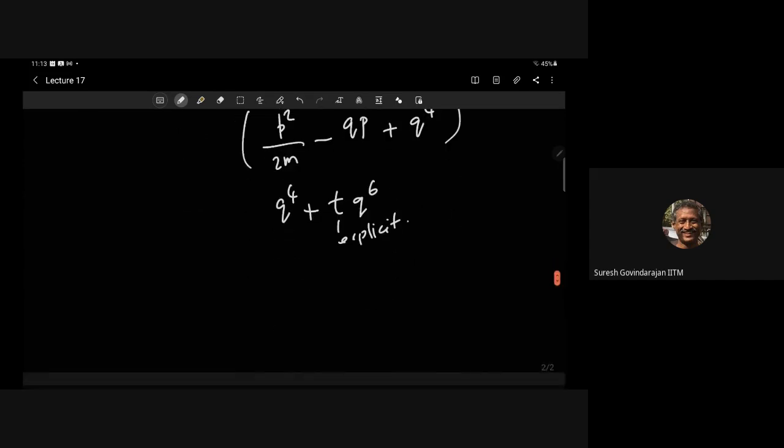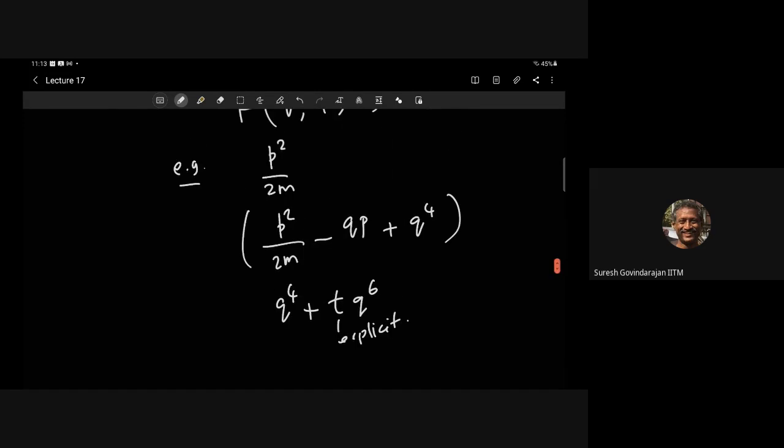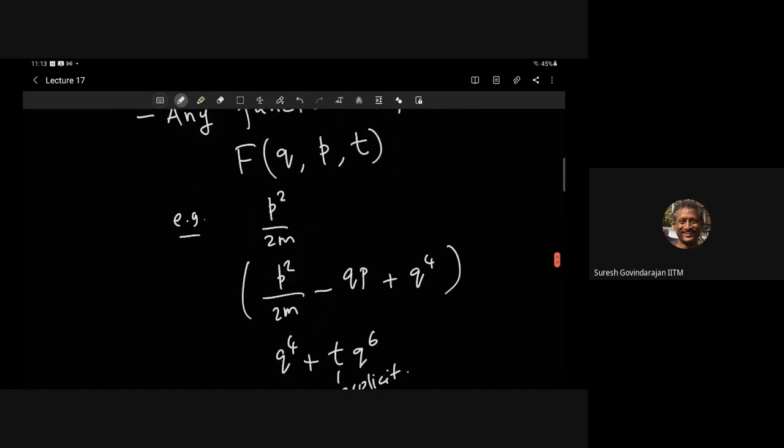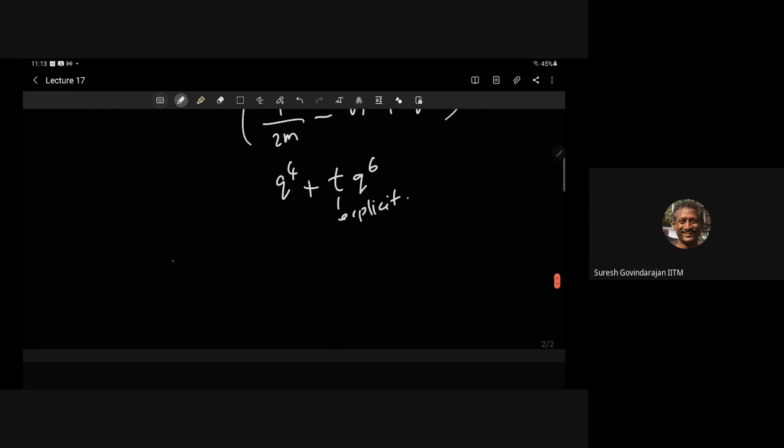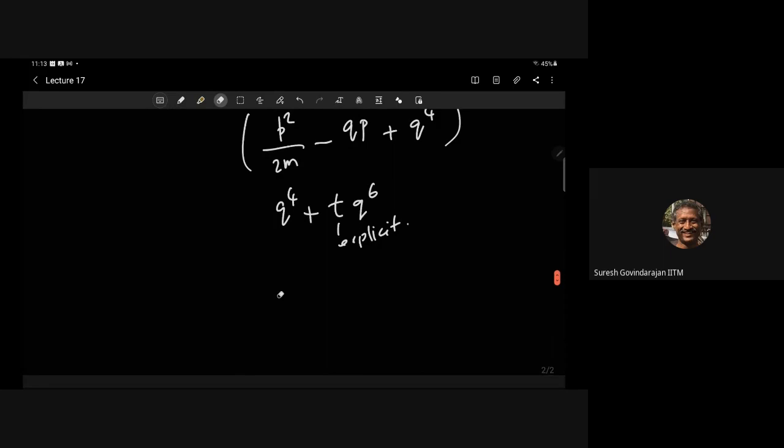So for observables, suppose we wanted to measure energy, we would take the operator for energy, which is the Hamiltonian. Or let's do one more example, which is r cross p. This is also an example of a function of the phase space variables.